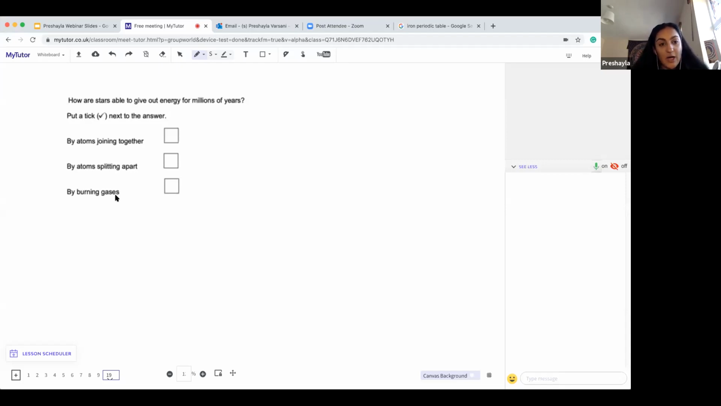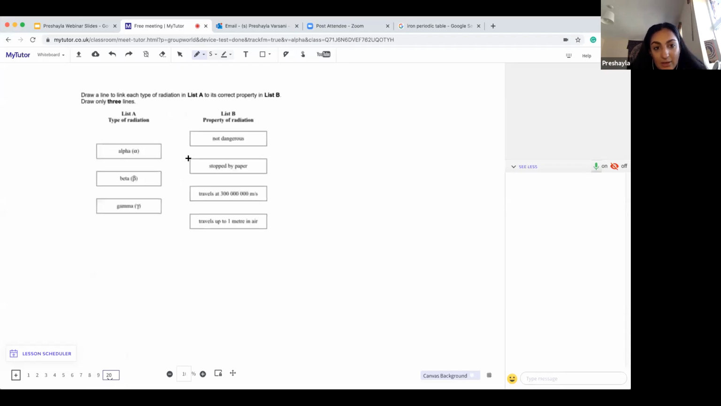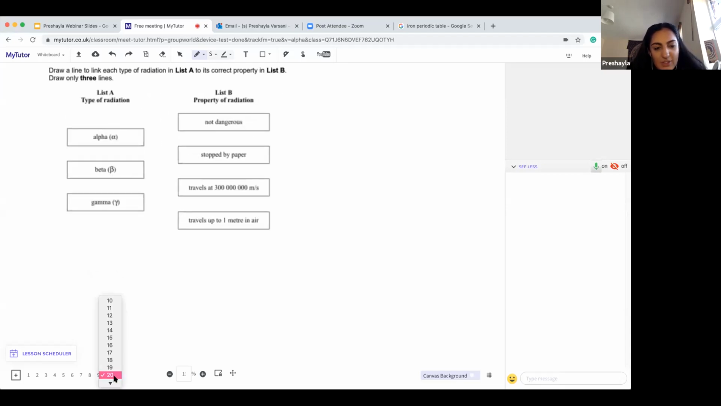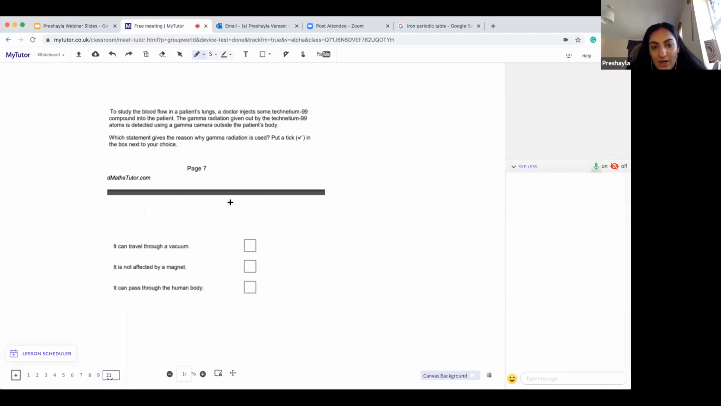Stars actually work by fusion. Okay, so stars work by joining atoms together. They're constantly fusing hydrogen nuclei into helium nuclei. I've already done this question quite a lot, so we'll skip this one. If you guys do want to have a go at it later on, then just go onto the YouTube video and have a go.